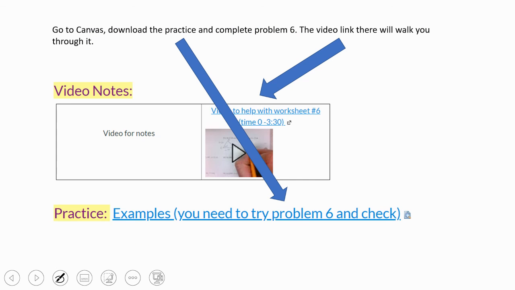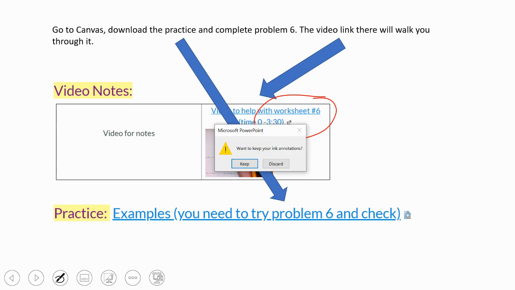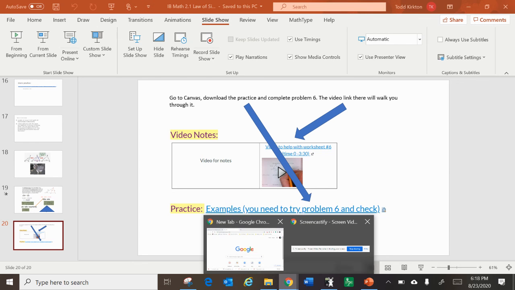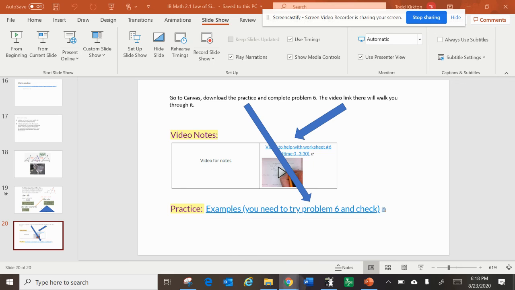So on Canvas, the worksheet that's there, it's not your homework, but problem 6, you should practice now to see if you can do it by yourself, because it's nice because there's a video that works through that, and then we will work through a lot more examples. Make sure you're good at this. That's all we have.